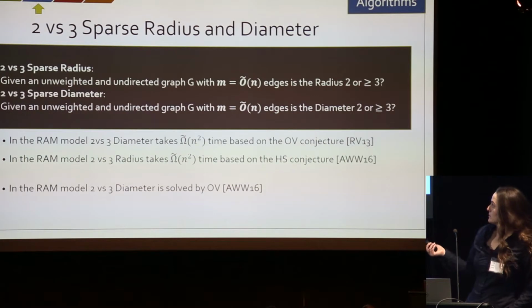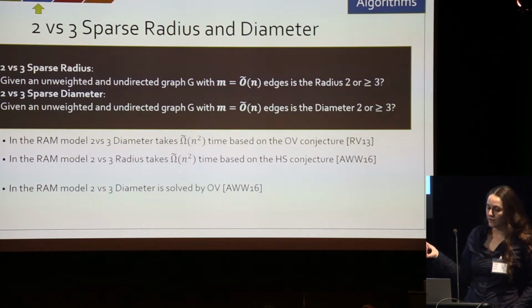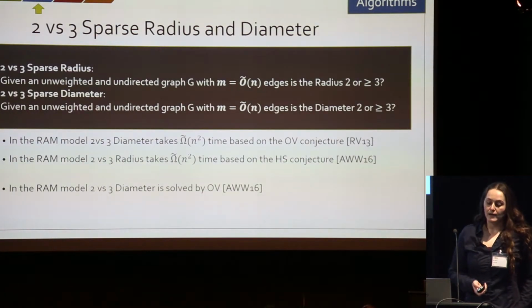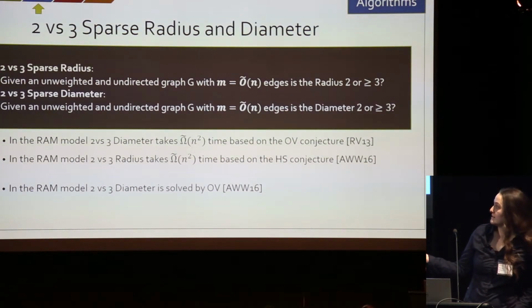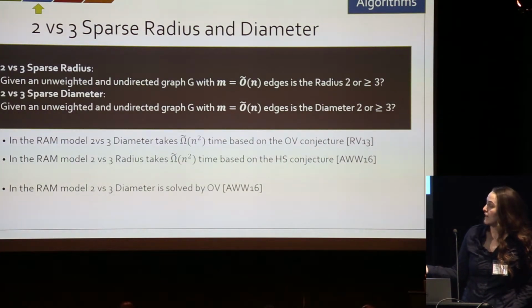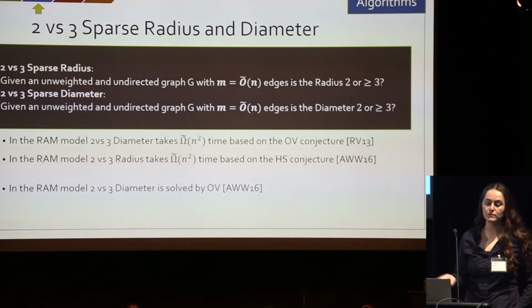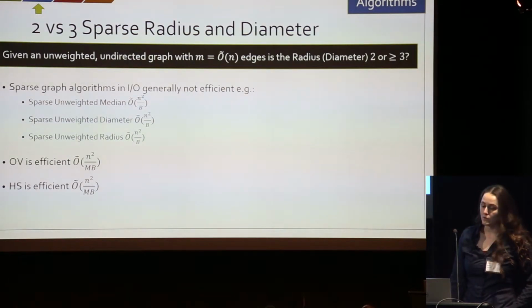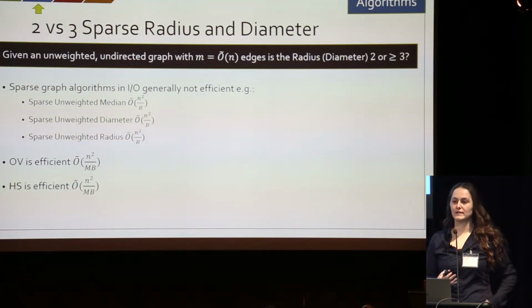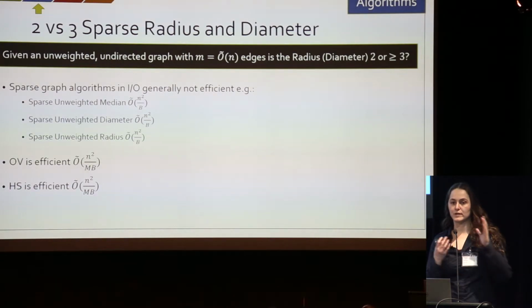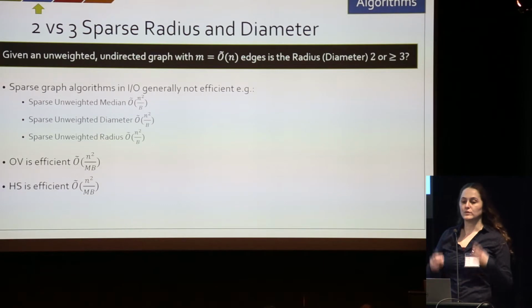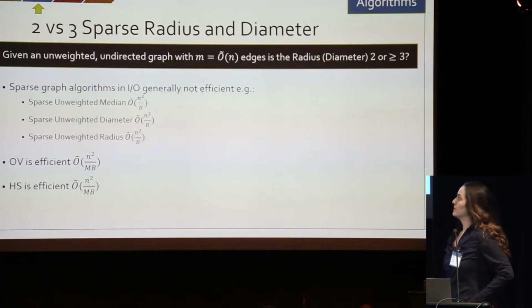Note that these problems of 2 versus 3 diameter and radius are hard based on the orthogonal vectors conjecture or the hitting set conjecture, respectively, in the RAM model. But the interesting thing about these is that the reverse is true as well in the RAM model, specifically for 2 versus 3 diameter, but not for larger values. We have previously talked about the fact that for the orthogonal vectors conjecture problem we have an efficient algorithm, but for diameter we don't, and we'd like to use this reduction to get a faster algorithm.